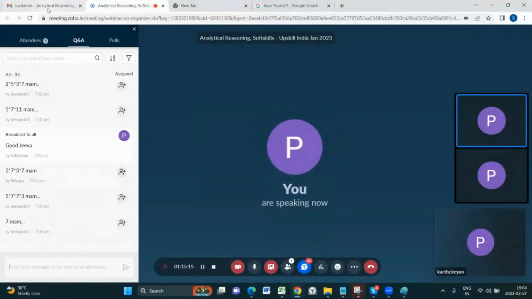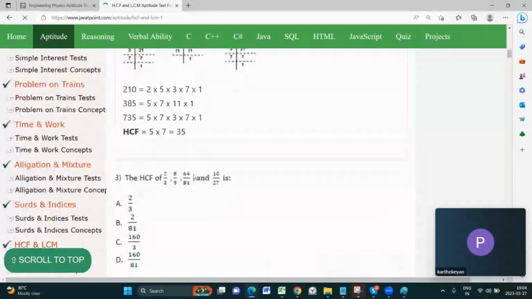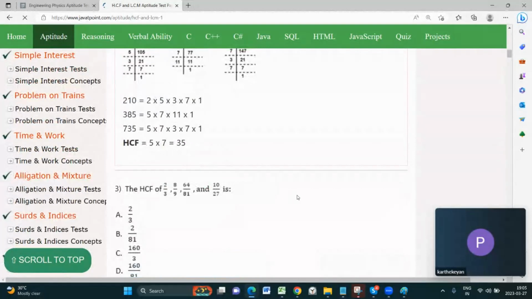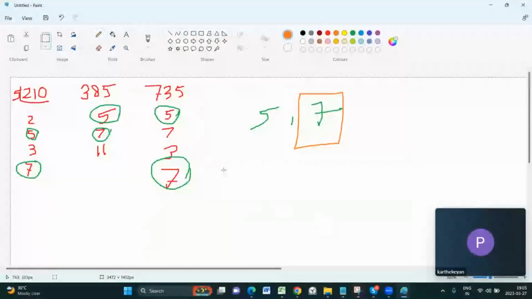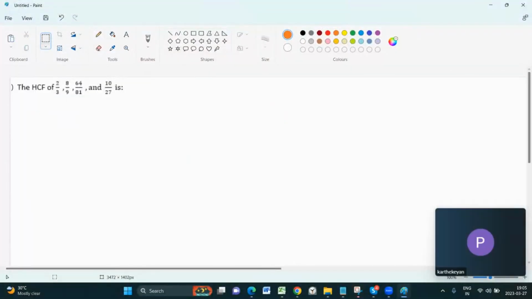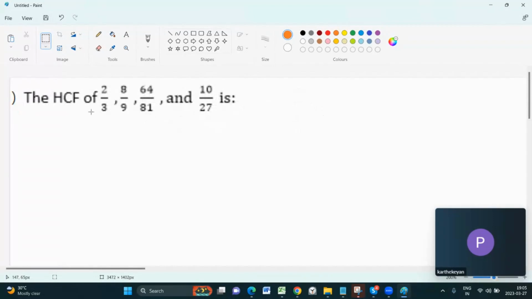So now we go to this next problem. Now find out 2 by 3, 8 by 9, 64 by 81, 10 by 27. Now tell me.